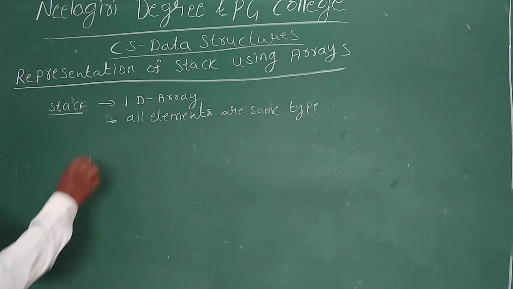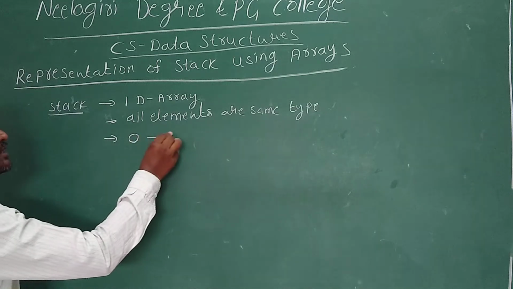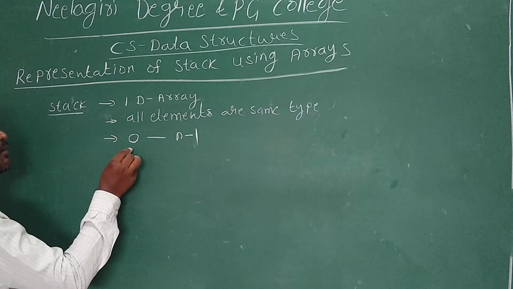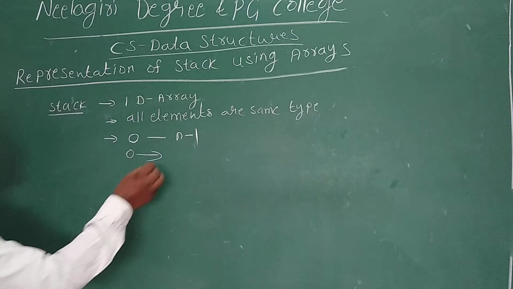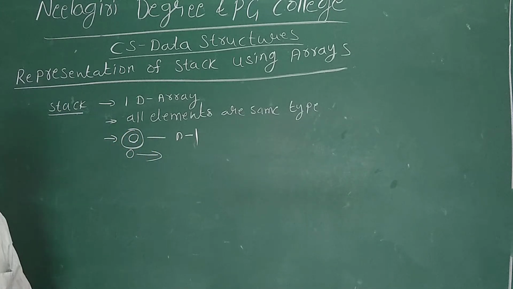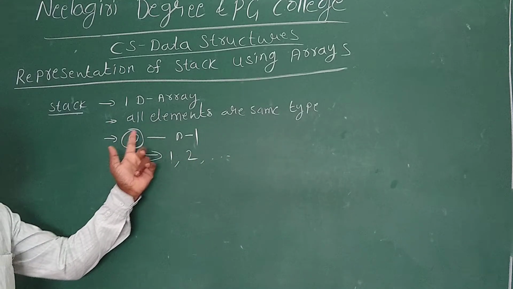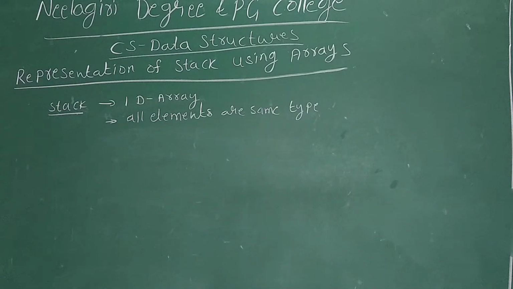Generally, a one-dimensional array index starts from 0 and ends with size minus 1, so the elements are stored from 0 onwards. The first element in the stack will be stored at the 0th index, the second element at the first index, the third element at the second index, and so on. When the stack is full, all the elements are filled from index 0 to size minus 1. So this is a way of representing a stack.